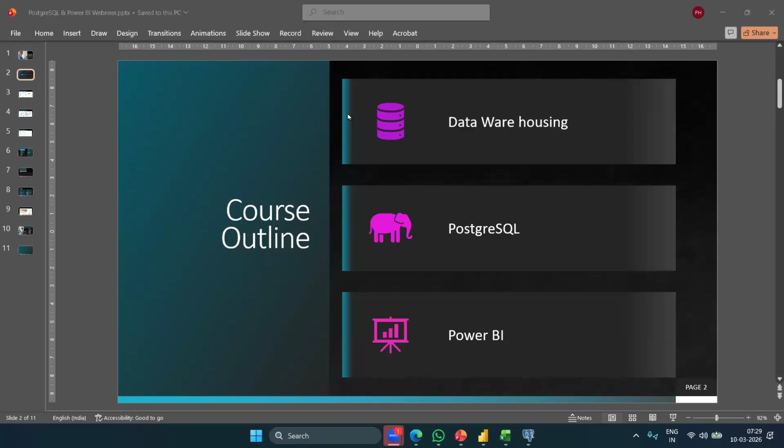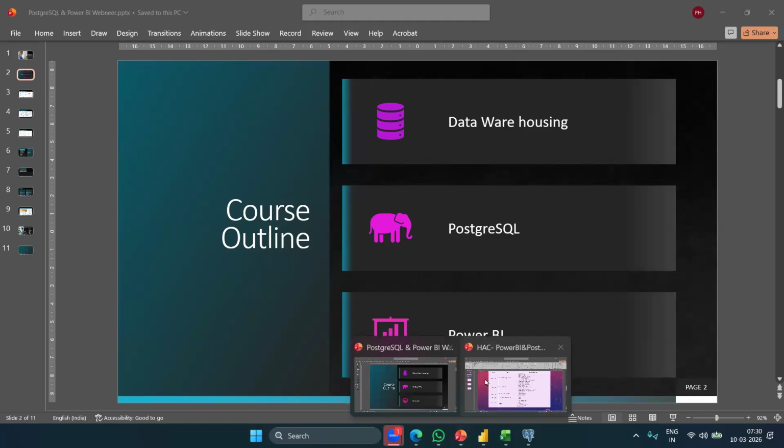Hey all, thanks for your time and patience. So just to restart our first class, right? As I mentioned previously, data warehousing and Postgres are going to be our minor subjects and Power BI is going to be our major subject. Accordingly, the course structure is divided in a way that 10% is data warehousing, 30% Postgres SQL, and the rest 60% we are having Power BI.